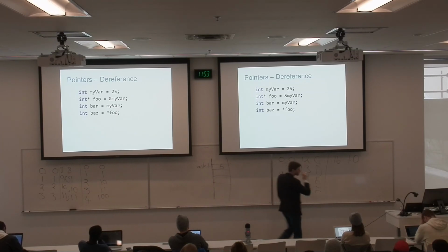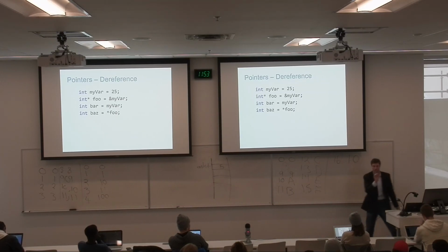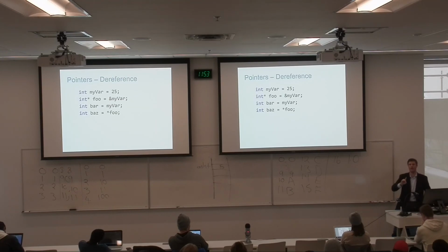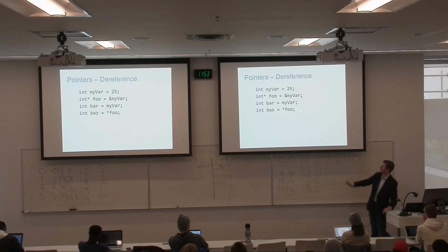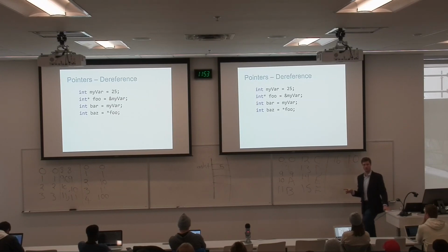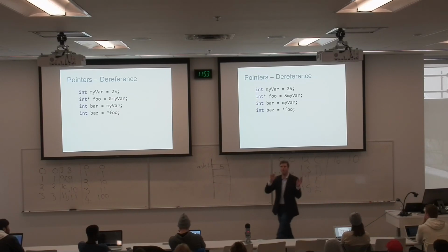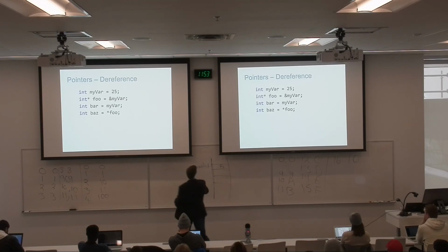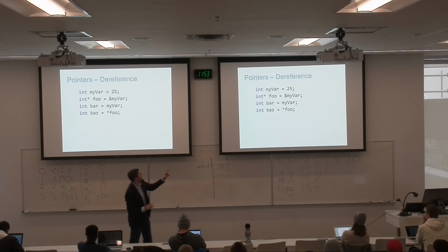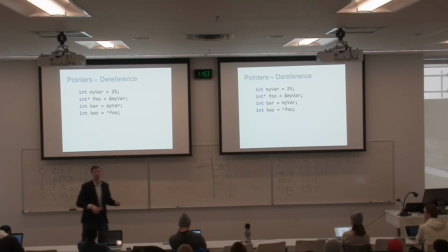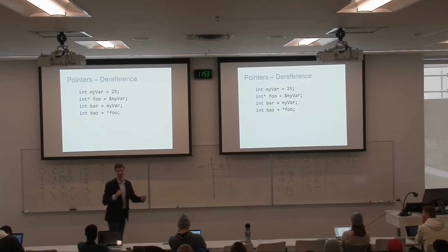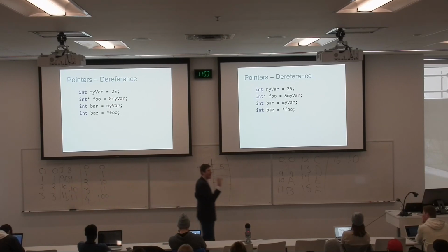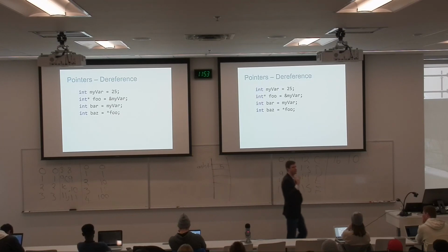Based on that information, take a moment, think, don't shout out the answer yet, I'm going to give you 20 seconds. What is where? What values are in what variable? We can assume that 25, like my var, is at memory address 1776. So think what values are inside each of these variables.